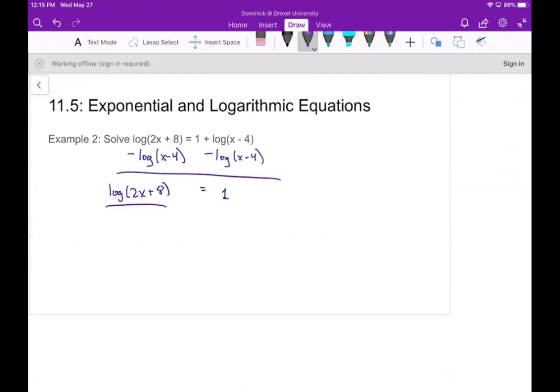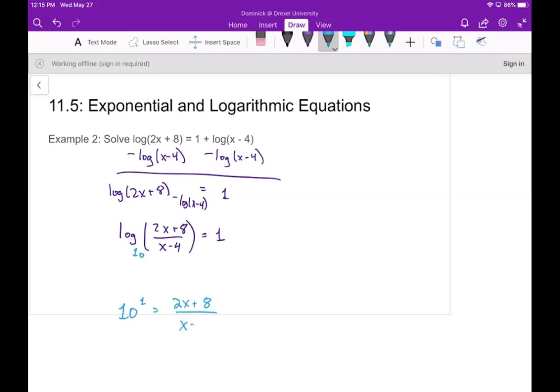minus log of x minus 4. Of course we want to convert, so this is log of 2x plus 8 over x minus 4 is equal to 1. And now we can convert this. This is a log base 10, so this is 10 to the first is equal to 2x plus 8 over x minus 4. So now let's clear the fraction.